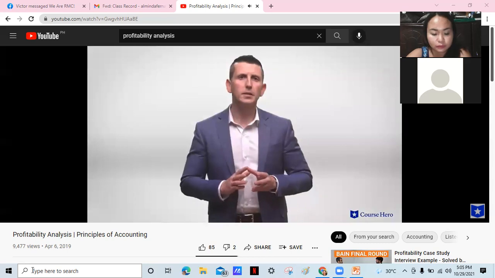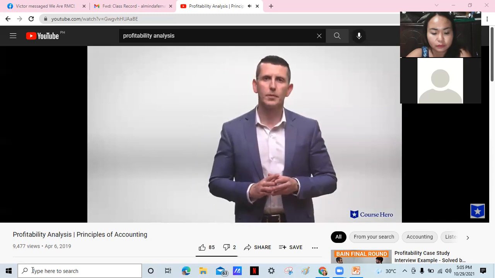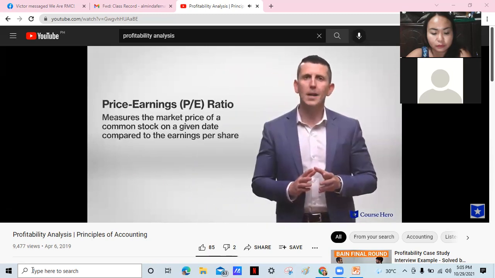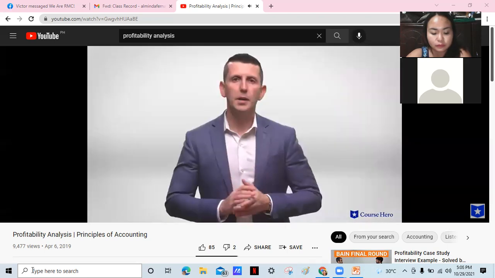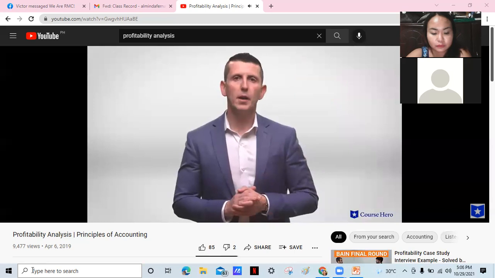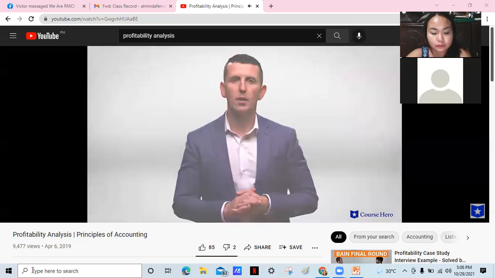Earnings per share leads to the price-earnings ratio, also known as PE ratio. The PE ratio measures the market price of a common stock on a given date compared to the earnings per share. A higher PE ratio is indicative of market confidence in that particular stock.